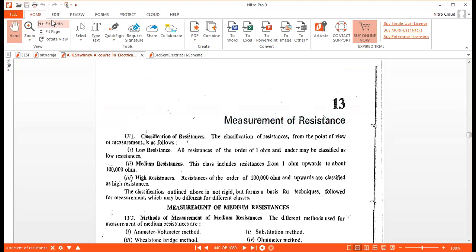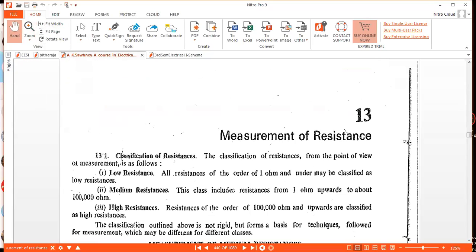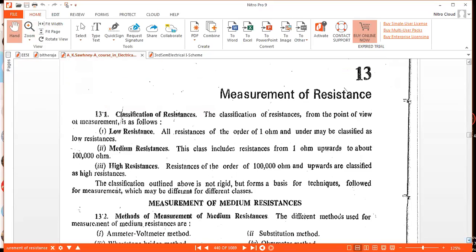The resistances are classified as low resistance, medium resistance and high resistance. Low resistance, in the order of 1 ohm and under, may be classified as low resistance. 1 ohm or less than that, we call low resistance. The low resistance means the resistances in order of 1 ohm is called low resistance.